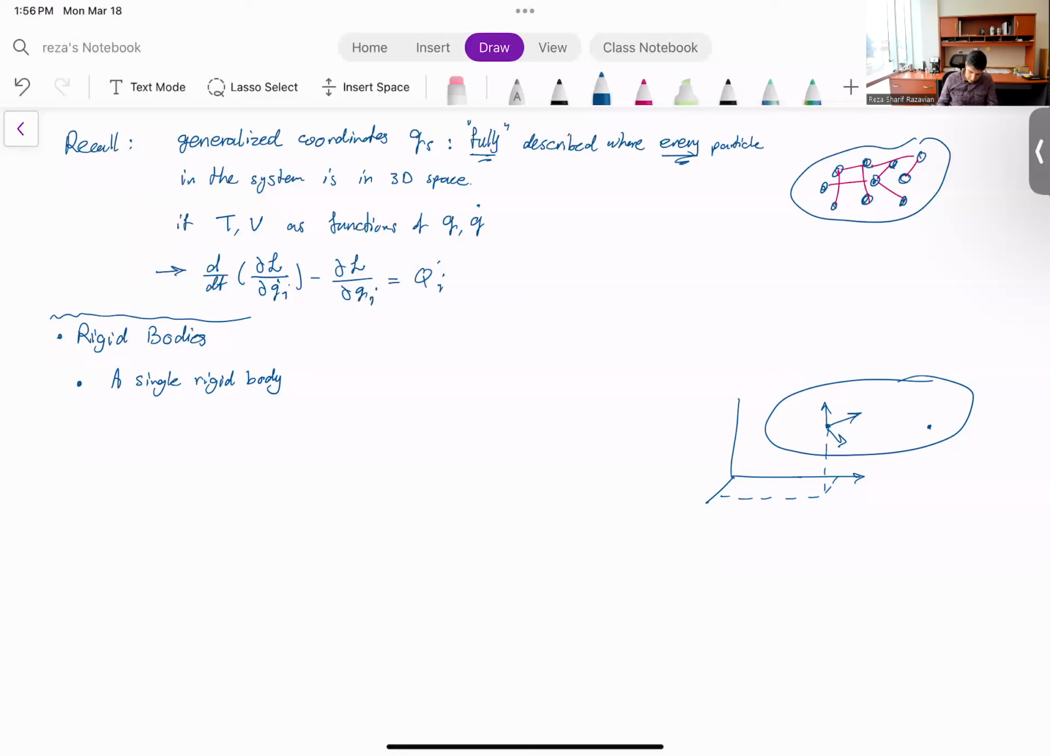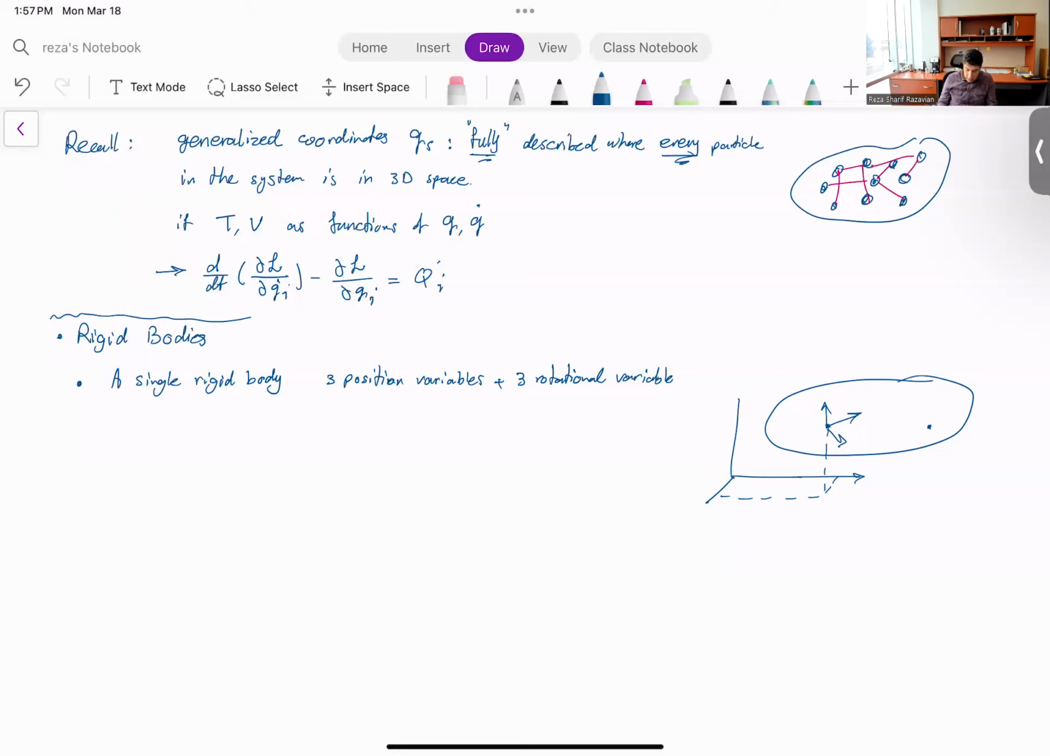So essentially, in this simple example, 3 position variables plus 3 rotational variables should be enough to fully define the configuration of this system of particles. And from there, we should be able to hopefully define the kinetic energy and potential energy, and then use Lagrangian to find the equation of motion.